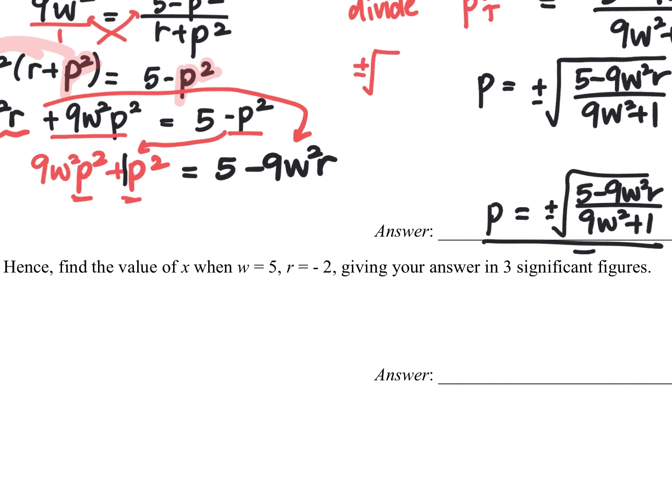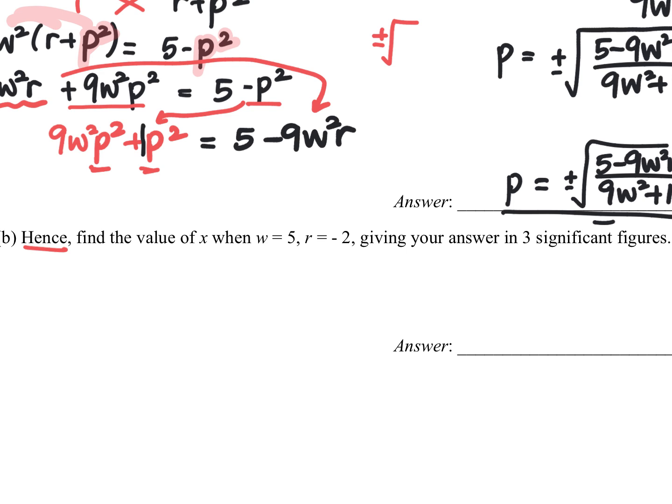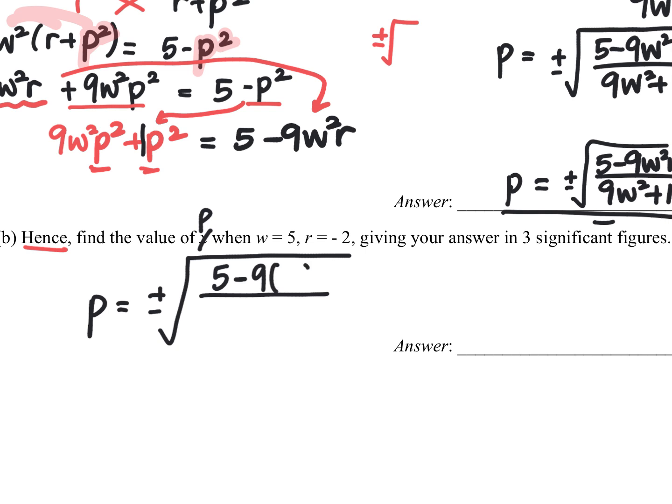So the next part of the question now goes on to "hence". Right, so going to use your previous answer. So let me write down my previous answer. Find the value of x. Oh no, it should not be find x. Find the value of p, right? When w equals to 5 and r equals to negative 2. So find the value of p instead. So p equals to plus or minus square root of (5 minus 9w square r, with r is negative 2) over (9w square plus 1).